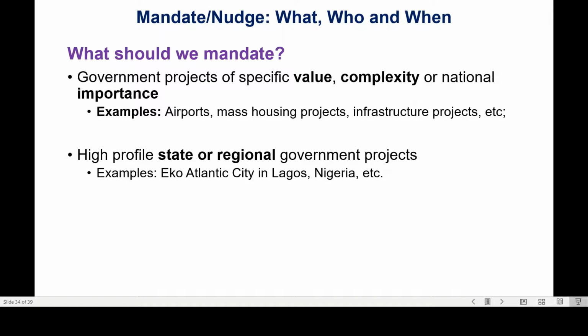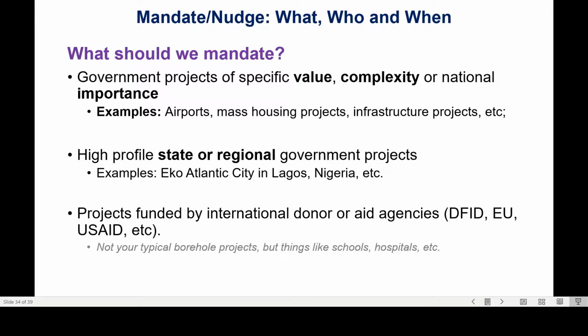If they are not, then it's a lost opportunity. But it's never too late. I mean, because the island, the Eco-Atlantic City, is still in its infancy anyway. Those projects are funded by donor agencies, international organizations like DFID, EU, USAID. That's the sort of thing that you might also want to place a mandate on.